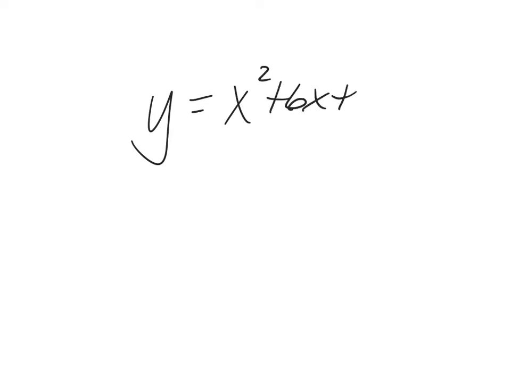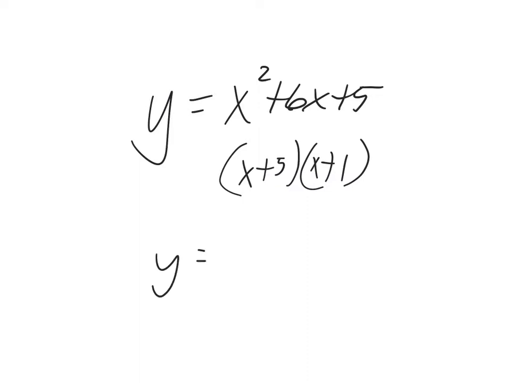Okay, so what are the zeros on a parabola? That's when you'd factor it. And you can get the zeros that way. x plus 5, x plus 1. What are the zeros when you have an absolute value?